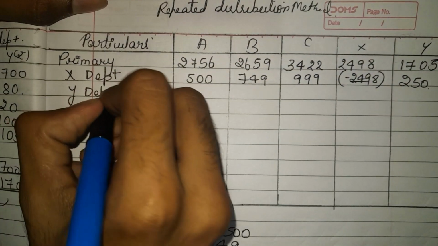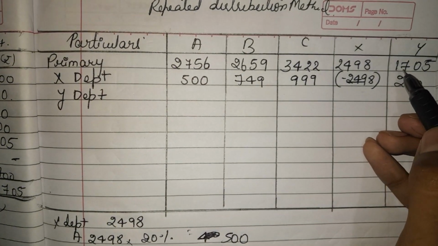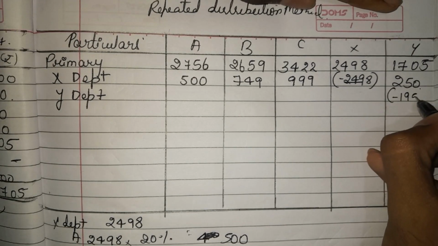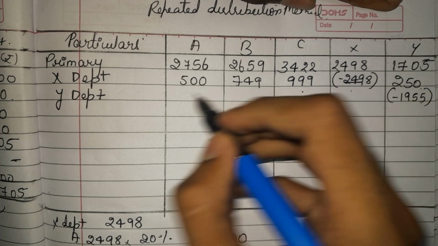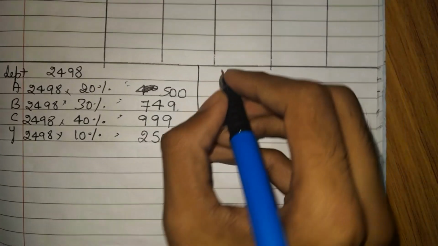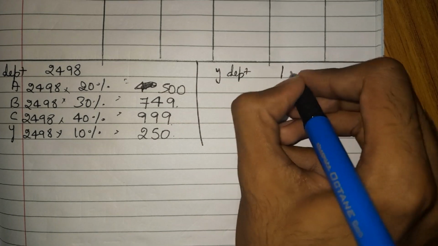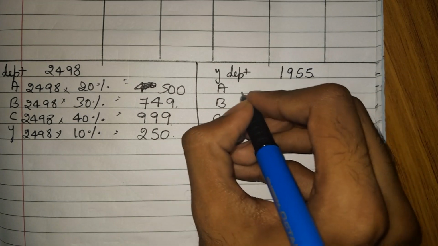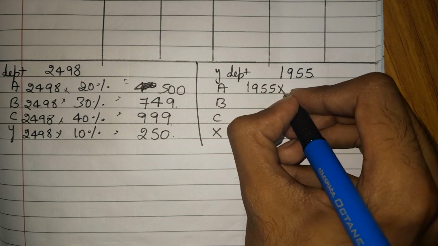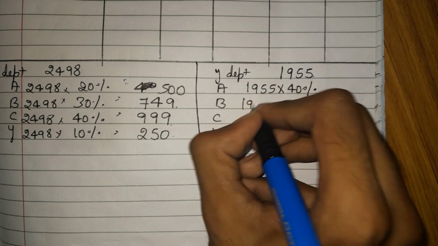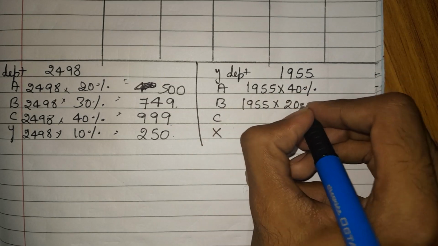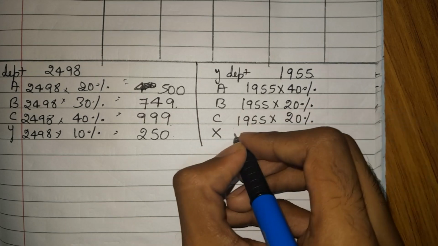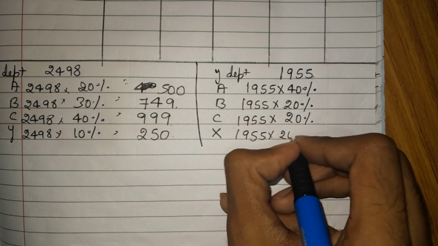Now we need to again divide this. 1705 plus 250, total it will be 1955. That we have to divide among A, B, C and X. So here we have Y department, that is 1955. That we have to divide between A, B, C and X. So 1955 into 40%, 1955 into 20%, 1955 into 20%, and 1955 into 20%.